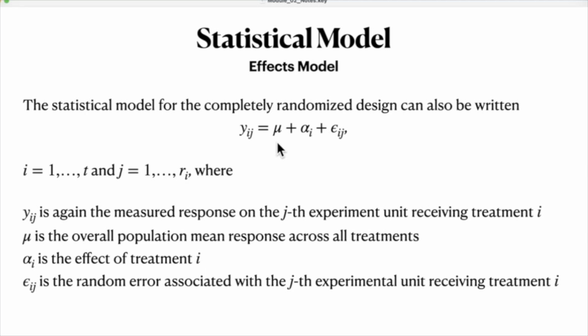The mu sub i, which is the mean under treatment i, is equal to the sum of the overall population mean across all treatments plus the effect of treatment i, and that effect of treatment i could be positive. Some will be positive, some will be negative, and in fact, the alpha sub i's will sum to 0. Okay, and then the epsilon sub ij has the same meaning as it did in the means model.